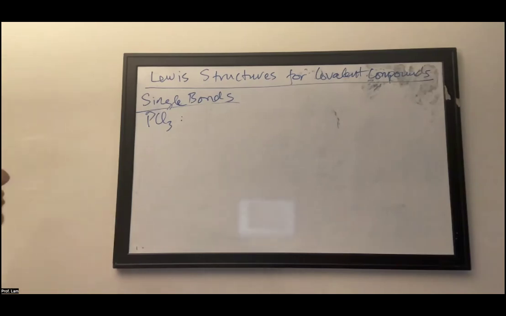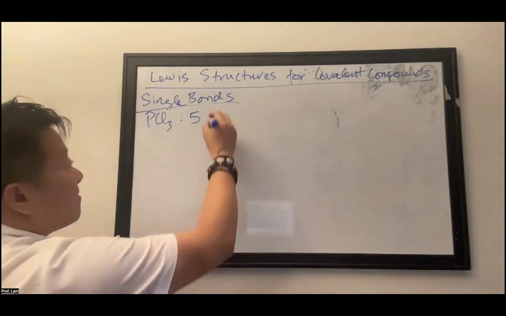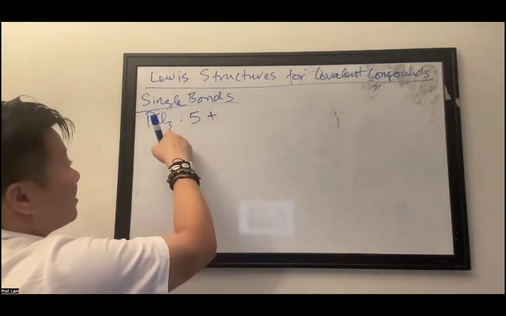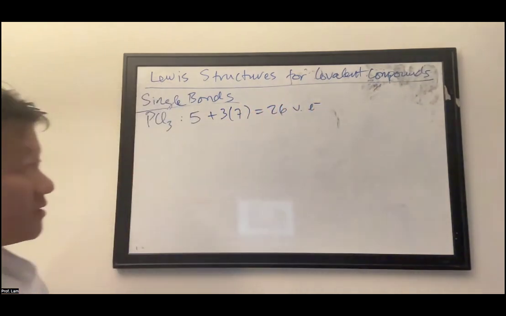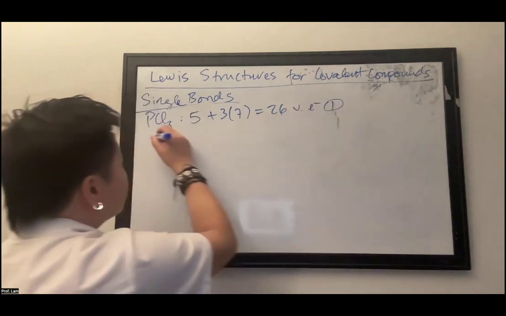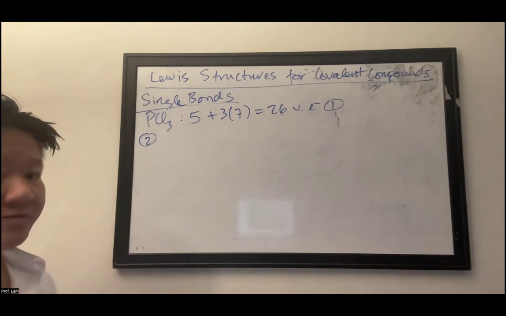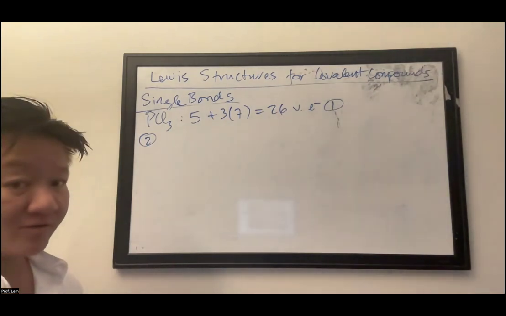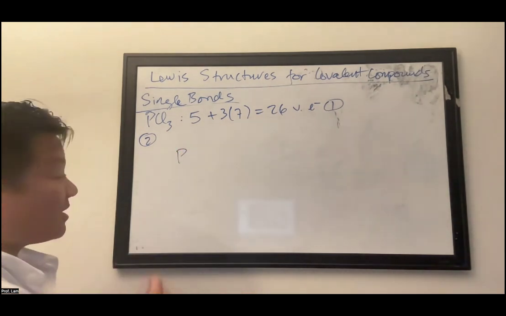So valence electrons first. Phosphorus is 5, plus chlorine is 7, but you got 3 of them, so 3 times 7, total of 26 valence electrons. Agreed, everyone? Okay. Then, again, that's step 1. Step 2, deciding the central atom. Between phosphorus and chlorine, which one is furthest left of the noble gas? It's gonna be phosphorus. That's your central atom.